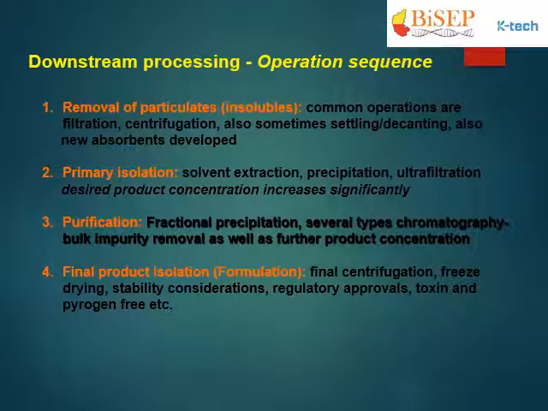So removal of particulates is the first common step in the operation sequence of a downstream process, where it involves the primary basic level of purification employing the methods of filtration, centrifugation, settling, or decanting. Second step is the primary isolation, where you use ultrafiltration steps to increase the product concentration. Next you go for the main purification step, where you use several types of chromatography related methods, and the final product isolation, where a formulation is done, that is by using freeze drying or other stability considerations you need to think of for final product isolation.